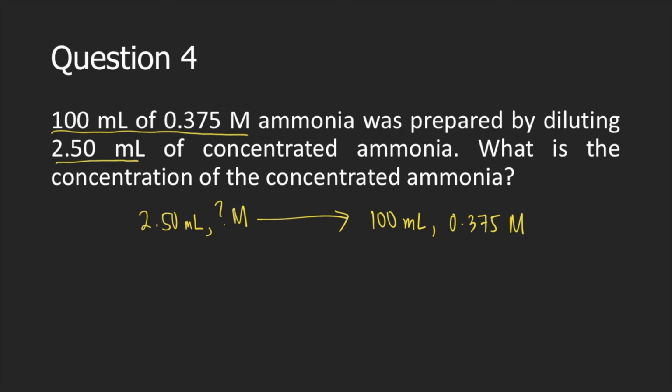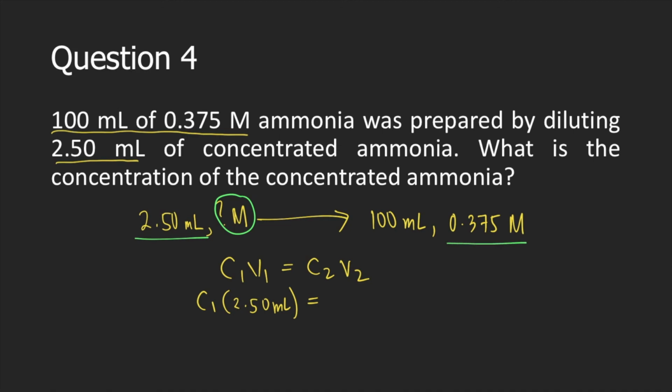We use the formula C1V1 equal to C2V2. C1 is the initial concentration, which is unknown. So just write C1. V1 is 2.50 ml. That's your initial volume. C2 is 0.375 molar, your final concentration. And V2 is 100 ml, your final volume.